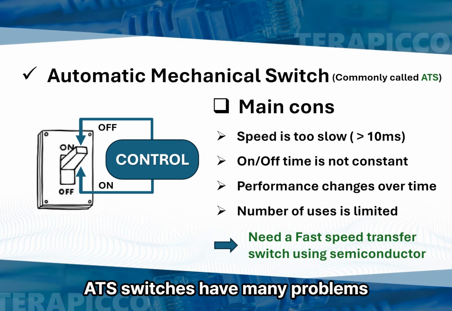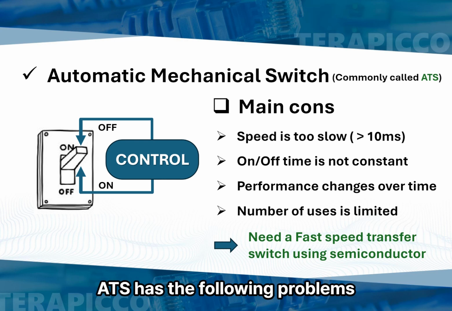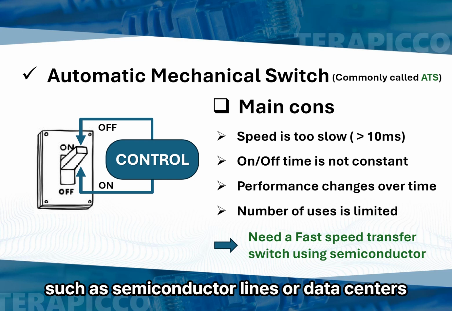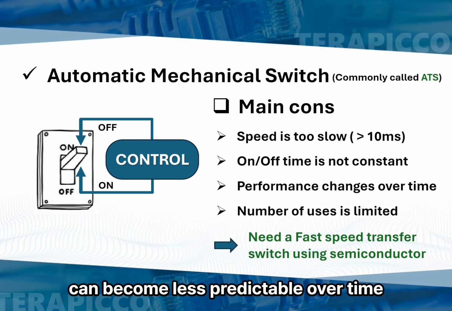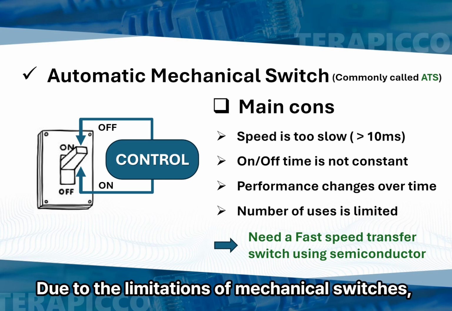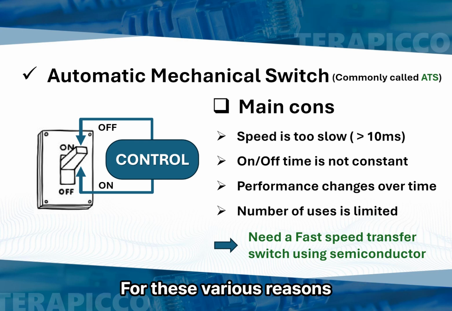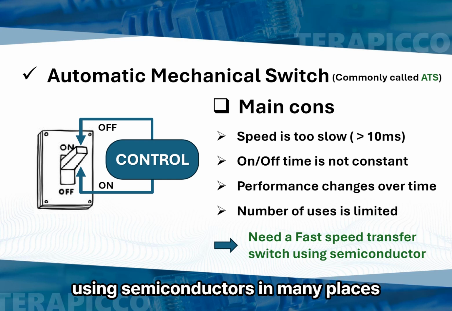ASTS switches have many problems, so they are used in specific places. ASTS has the following problems. Turning on and off is very slow. It is not suitable for use in power-sensitive places, such as semiconductor lines or data centers. The on and off times are inconsistent and can become less predictable over time. Due to the limitations of mechanical switches, the number of switching times is limited. For these various reasons, it is being replaced by high-speed switching using semiconductors in many places.